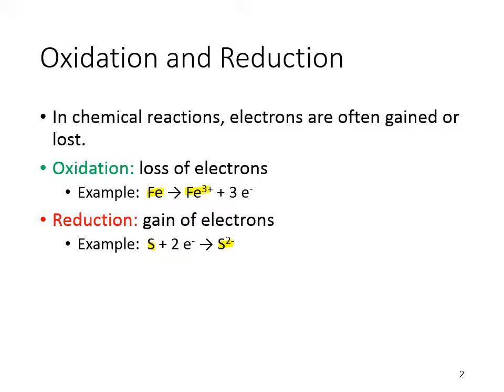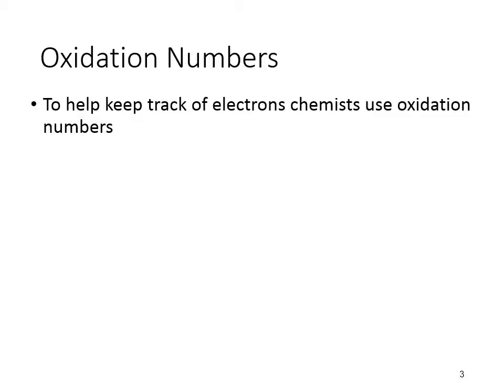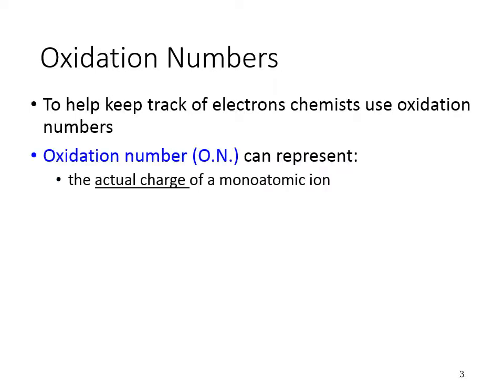The problem is that oxidation and reduction are not always so easy to spot. Sometimes there are not real charges that we can see. So scientists came up with a way to keep track of that. To keep track of oxidation and reduction, we're going to use what are called oxidation numbers. Now, oxidation numbers can sometimes represent a real charge, like the ions I was just looking at in the previous example, where we've got actual charges that we can see on the ions, and those are the oxidation numbers.